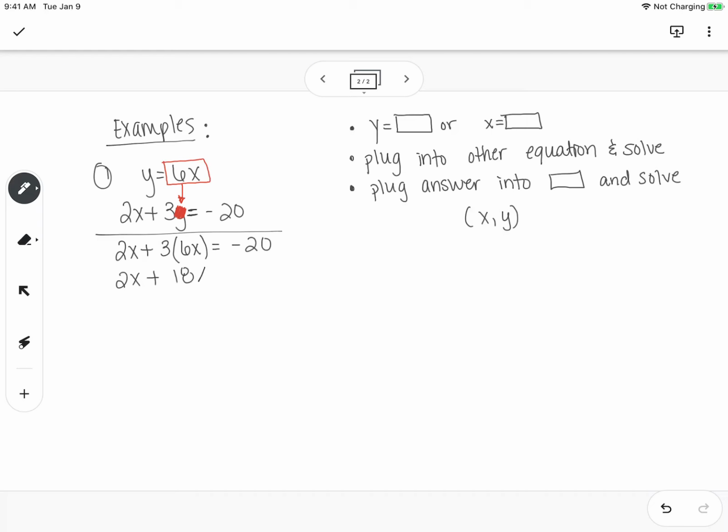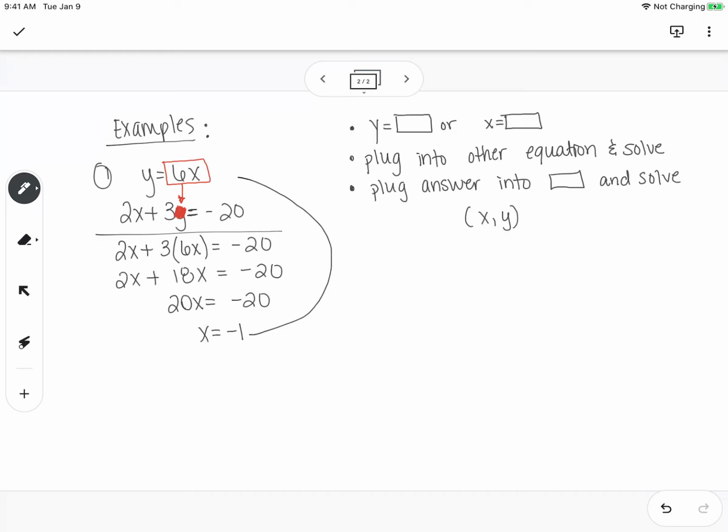So 3 times 6x is 18x. Combine like terms. Divide by 20 and you get negative 1. Most students at this point think they're finished, and you're not. Now we're at step 3 where it says plug answer into the box and solve.